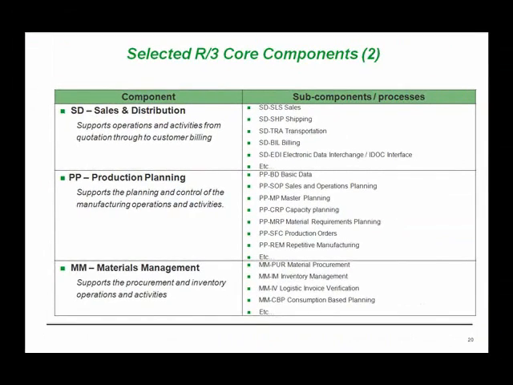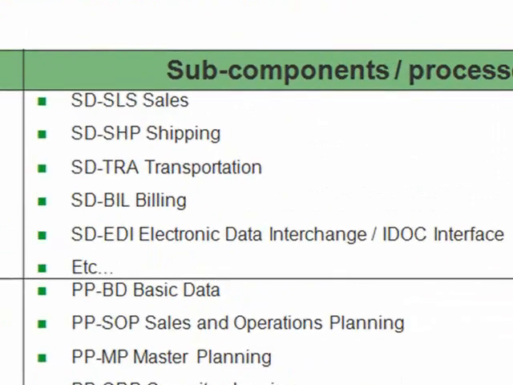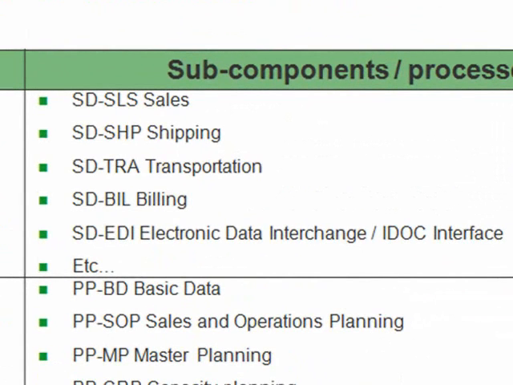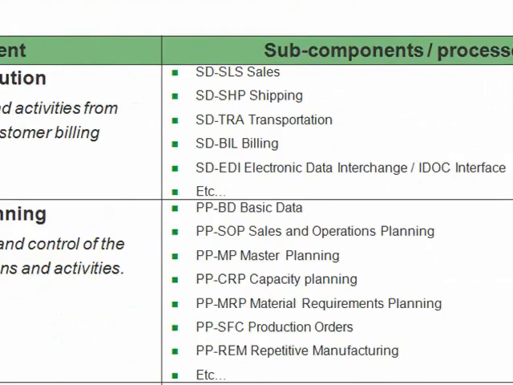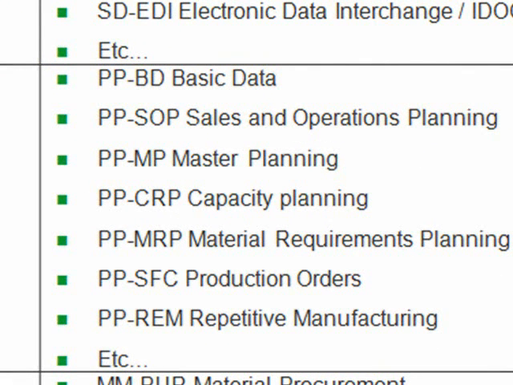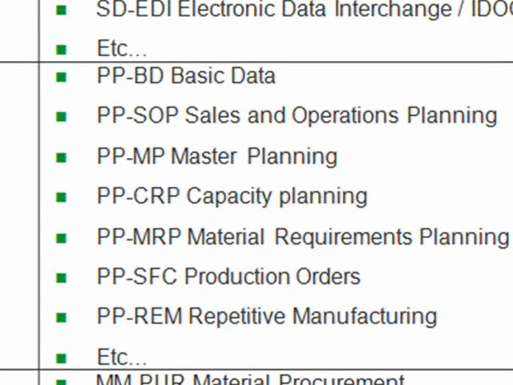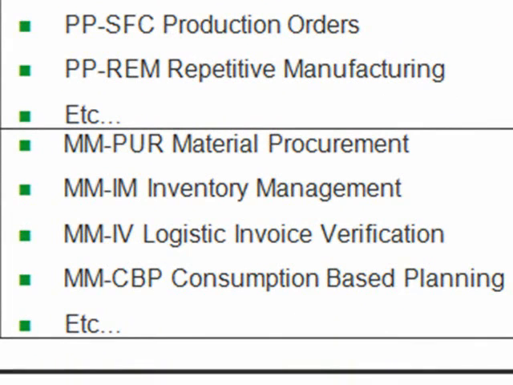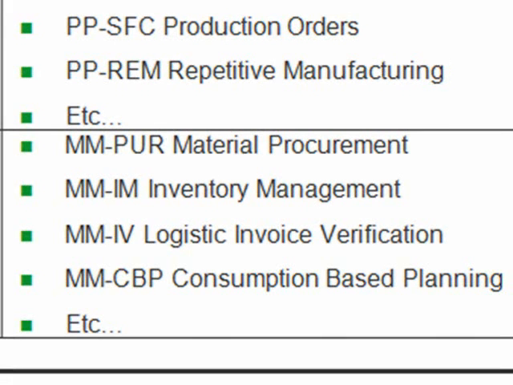More on the core components. Sales and distribution, sales orders, shipping, transportation, billing, electronic data interchange with your customers, all comes out of SD. Production planning, master planning, capacity planning, materials requirements planning, MRP, production orders, BOMs, routings, all are part of PP or production planning. Materials management, it supports two different functionalities. Procurement, which is purchasing, and inventory management, how you store your goods within your organization. Inventory management and purchasing, both are called materials management within SAP.